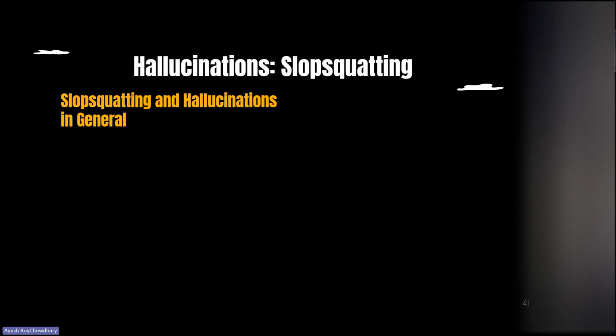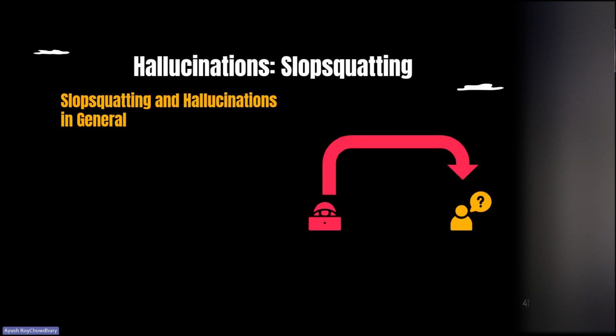Okay, so let's talk about slop squatting and hallucinations in general. Slop squatting is essentially when you have an attacker who wants an engineer in your organization who is using AI as a coding tool to download some form of package or some malware into their system. It's similar to the confused deputy problem. They cannot get to that user by themselves, right?